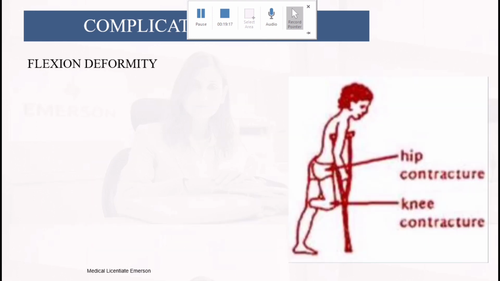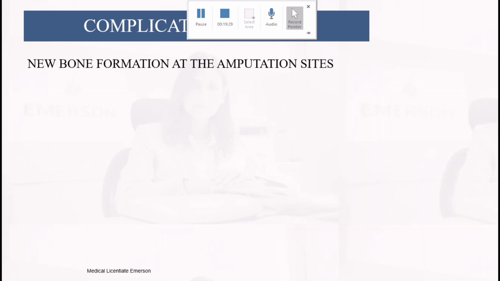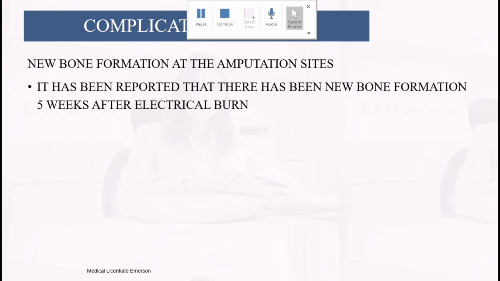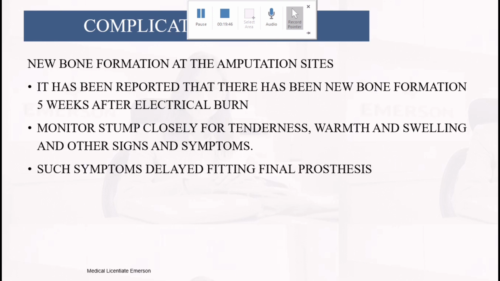Then we can have flexion deformity as a complication. Flexion deformity complicates the process of prosthetic fitting and ambulation. So we can have hip contracture and knee contracture. Then you can also have new bone formation at the amputation sites; it has been reported that there was new bone formation 5 weeks after electrical burns. Then you also have to monitor the stump closely for tenderness, warmth, and swelling, and other signs and symptoms, as such symptoms delay fitting of the final prosthesis.